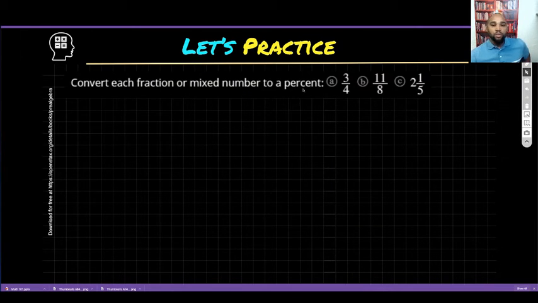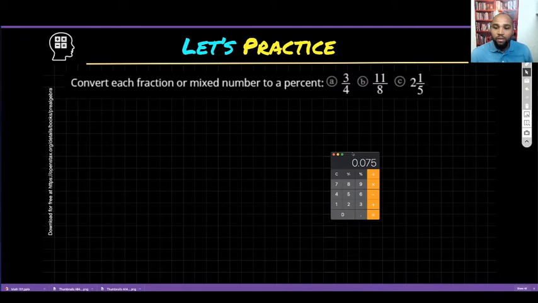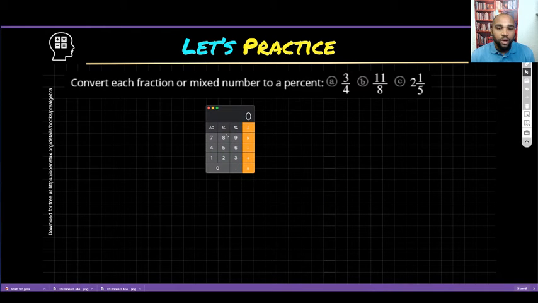Convert each fraction or mixed number to a percent. All right, so let's use our calculator for this one. 3/4 should be pretty easy to remember, but if you want to divide it by hand, you can go ahead and do 3 divided by 4. For time's sake, I'm going to use a calculator since we've already covered converting fractions to decimals. I'm just going to use a calculator to show that 3 divided by 4 is 0.75. We want a percent. So this is 75 hundredths, which is the same thing as 75%.